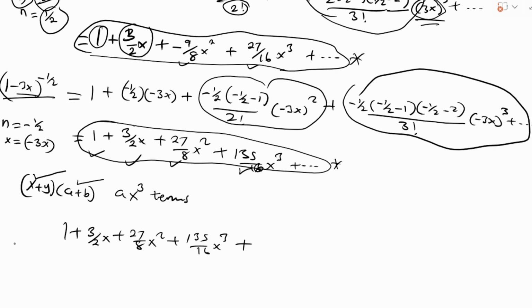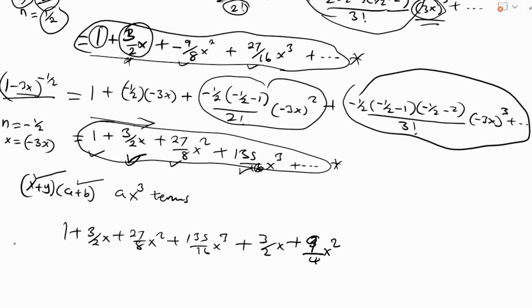Now next we multiply 3 over 2 x by again everything in the second bracket. So we shall have 3 over 2 x times 1, you get plus 3 over 2 x, and 3 over 2 x times 3 over 2 x gives us 9 over 4 x squared.